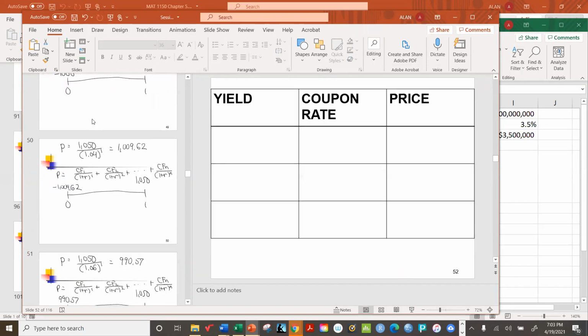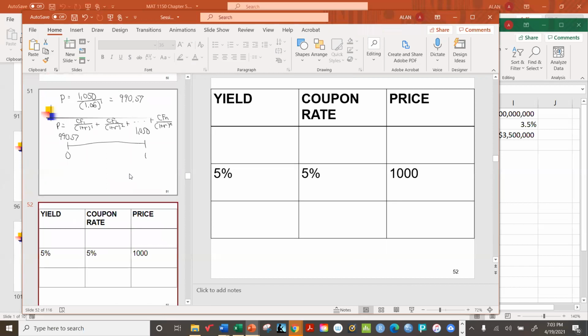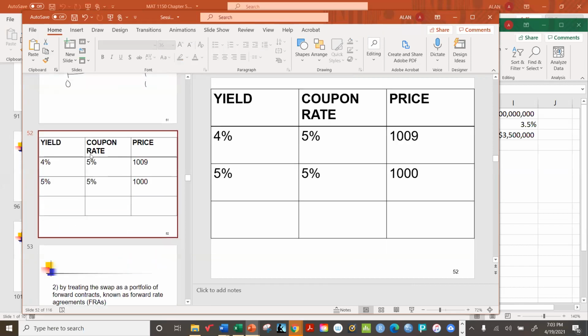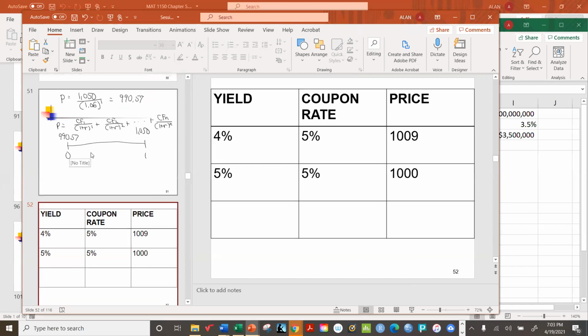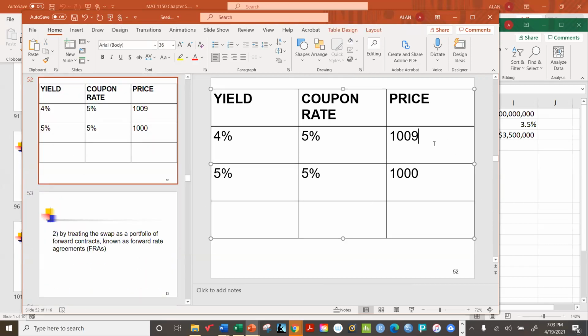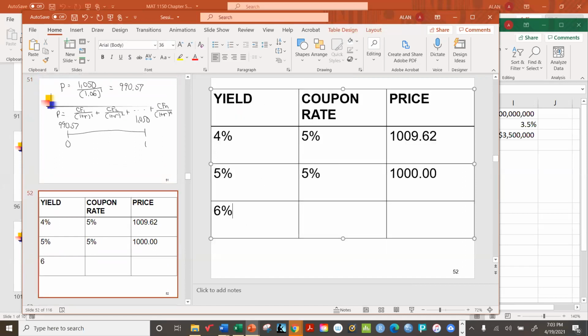So when the yield in the initial example was 5%, the coupon rate is 5%, the price of the bond was 1,000. When the yield dropped to 4%, the price went up to 1,009.62. And when the yield went up to 6%, the price dropped to 990.57.